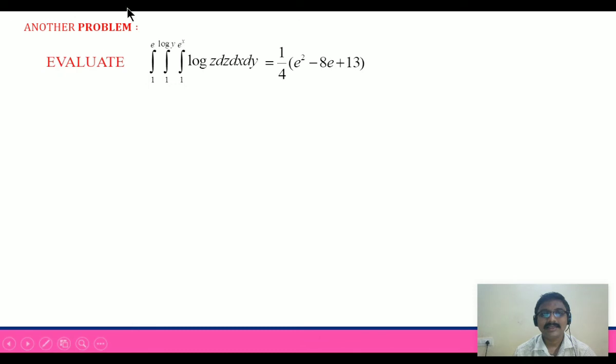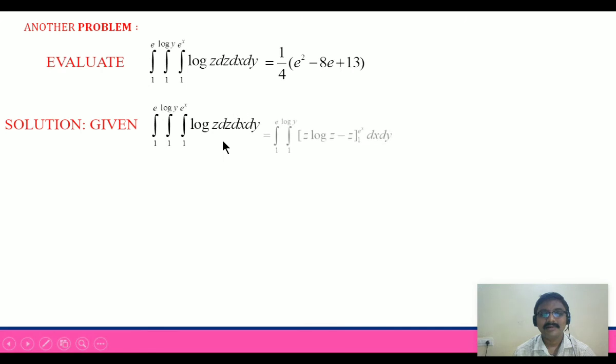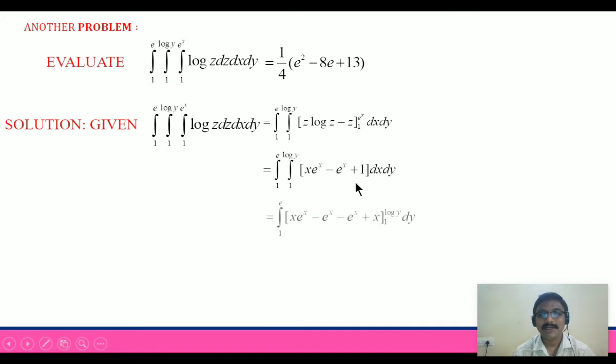Another sum, same sum here, only the lower limit is changed. The lower limit is here 1. So given integral, first with respect to z, log z integration by parts is z log z minus z. Substituting upper limit as e power x and lower limit as 1.